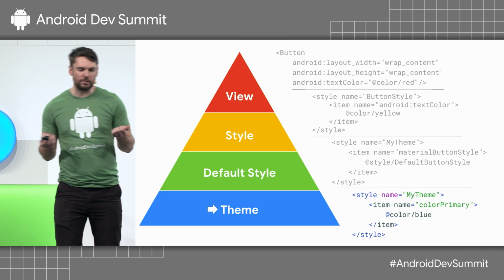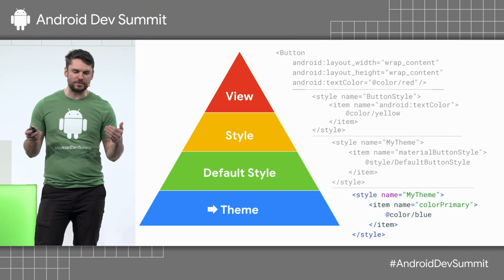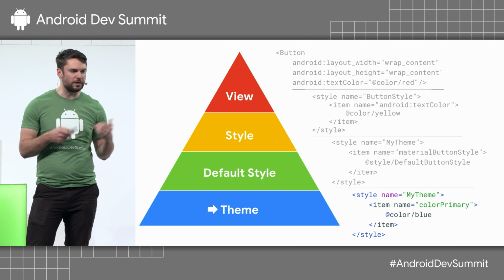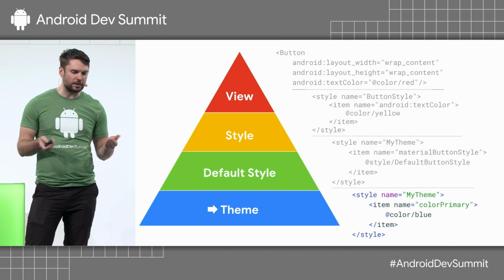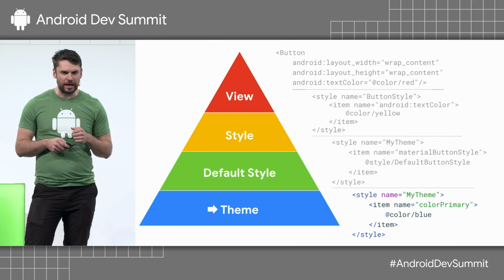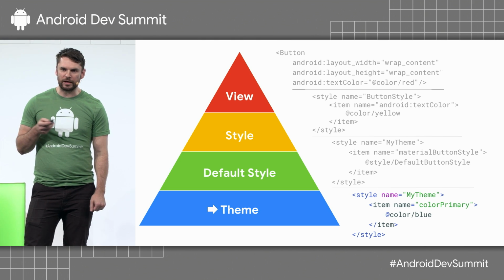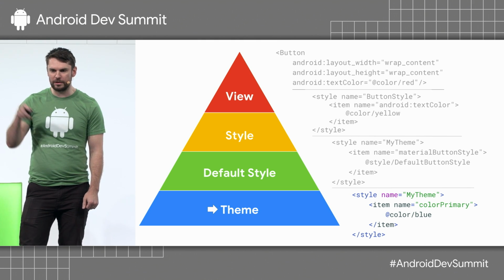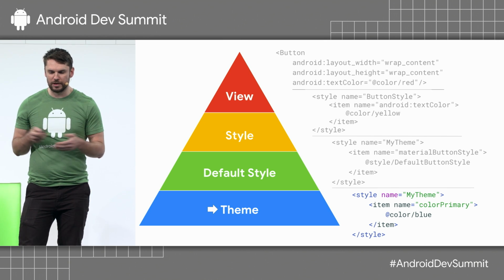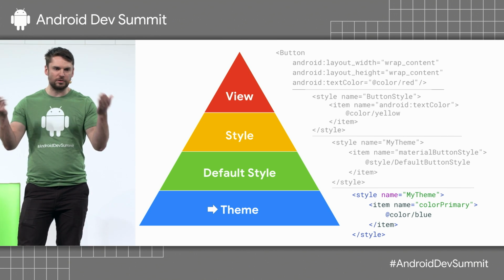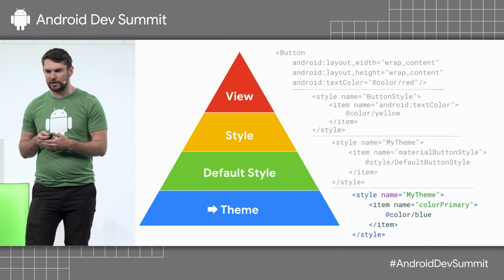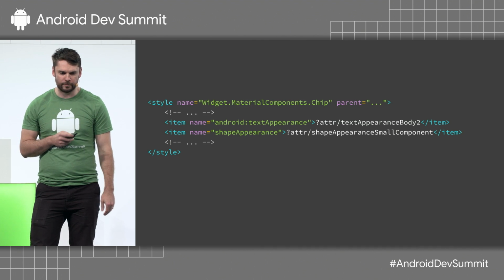And the way material theming works normally is there's a set of top-level attributes that you should override in your theme for typography, colors, shapes, etc., and also the default styles for all of the components. But if you need more fine-grained control, you can hook in any of these layers and change just the color of a single view or just the color of all of a certain component.